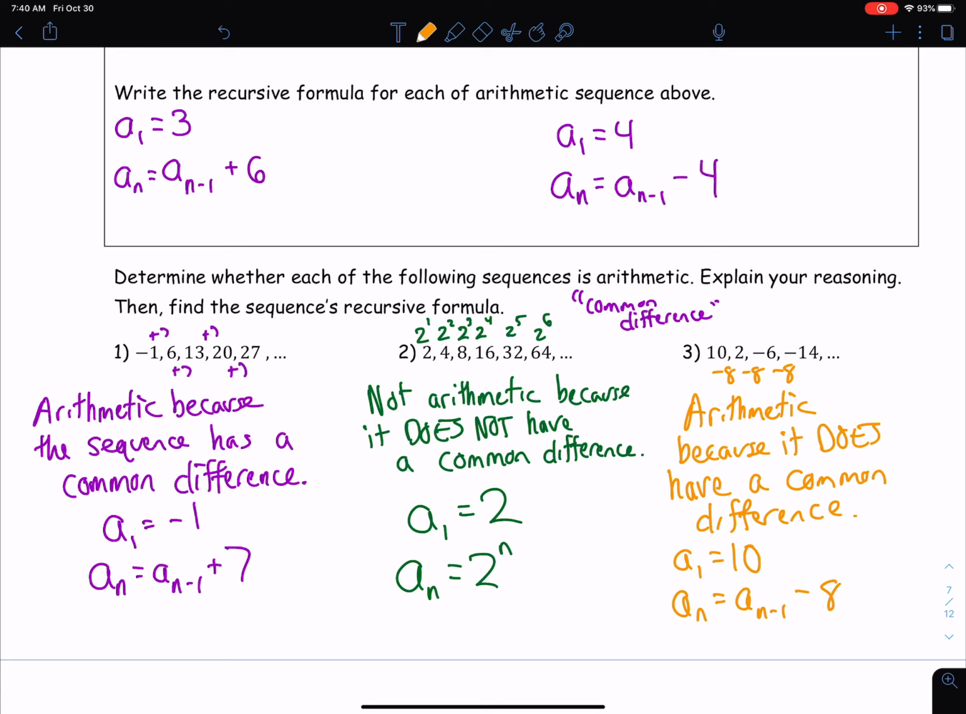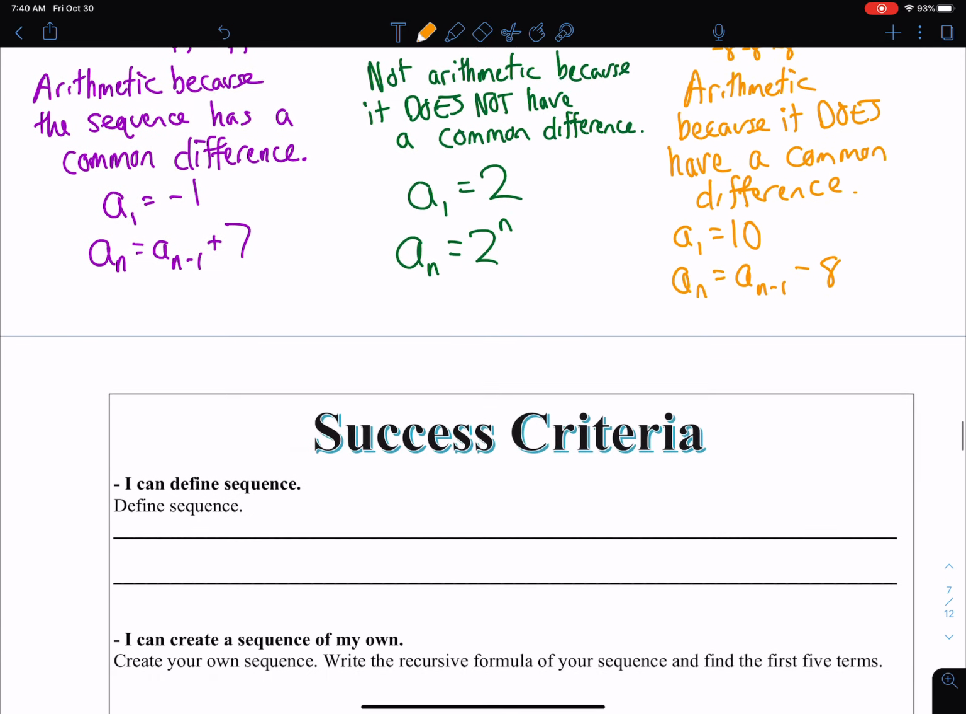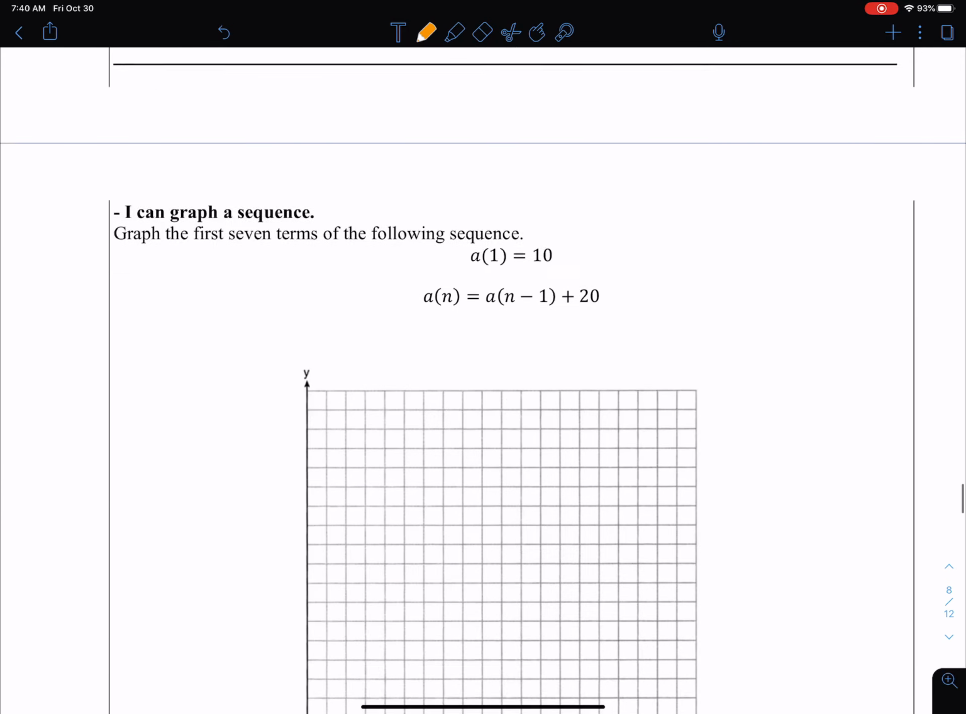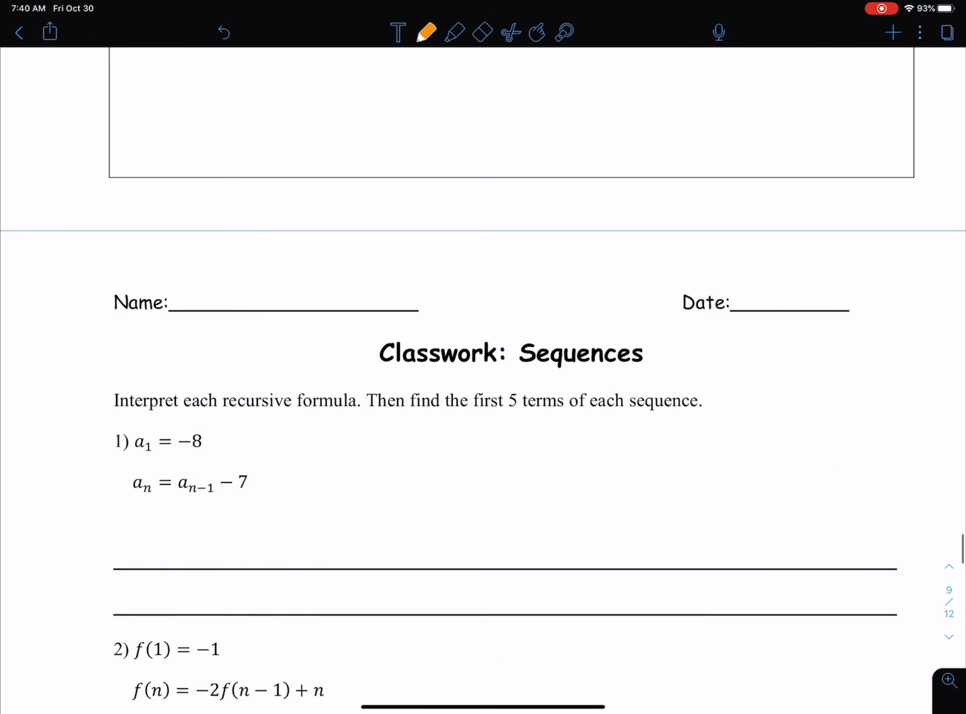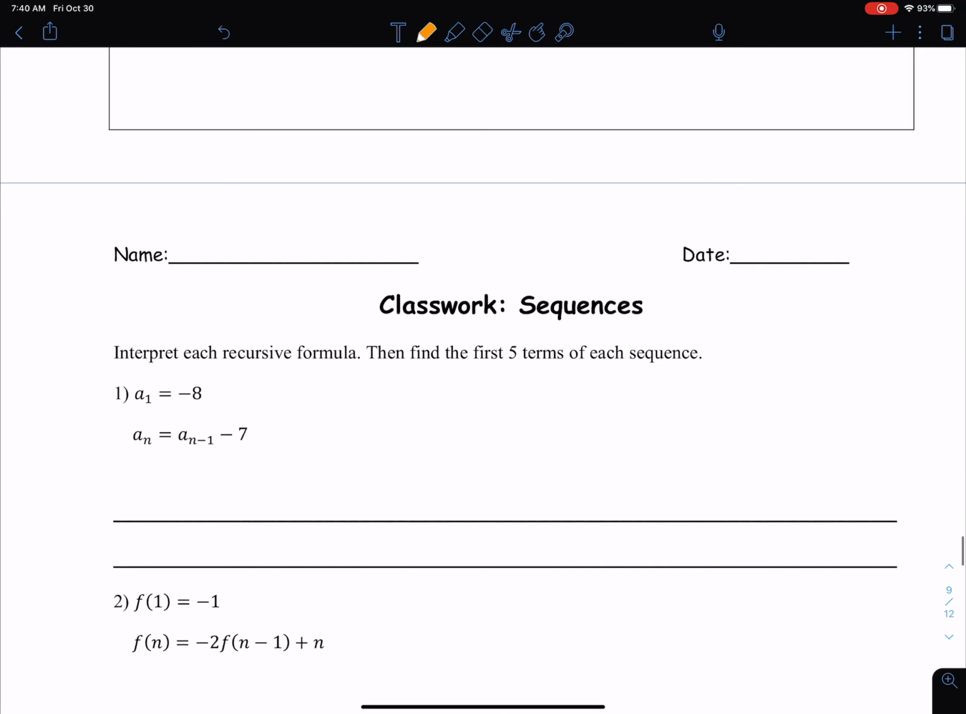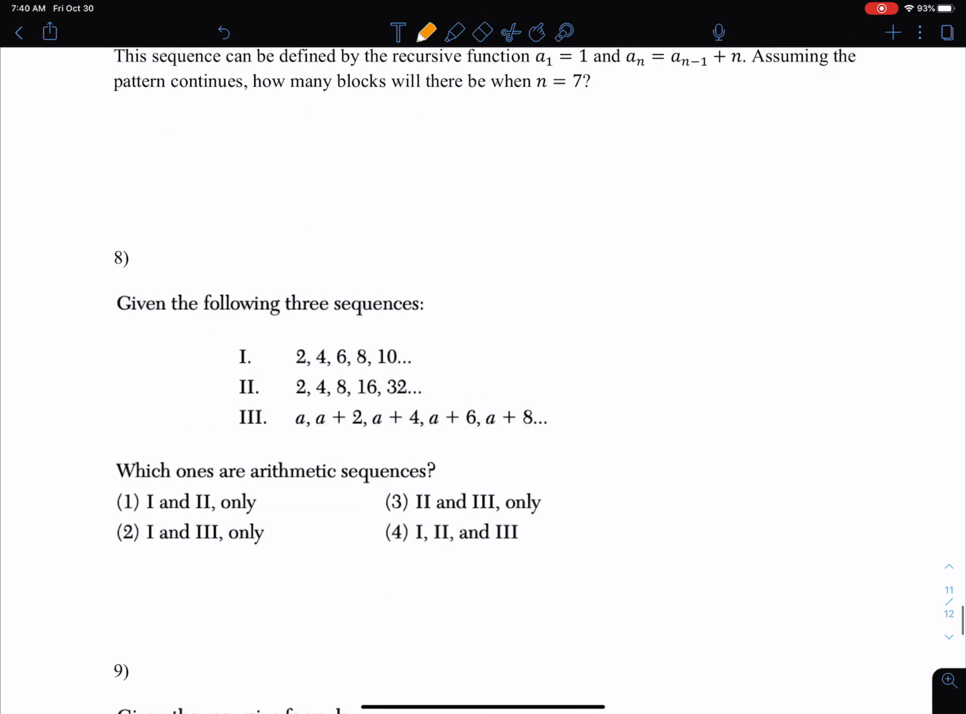So that's it for the notes today. Here's the success criteria, and then the homework is just to finish the classwork.